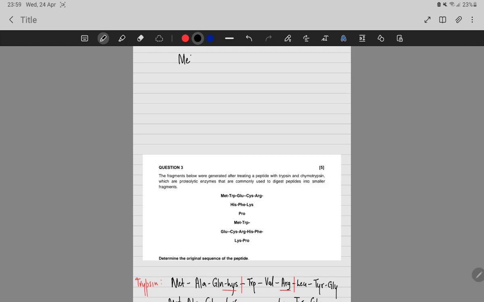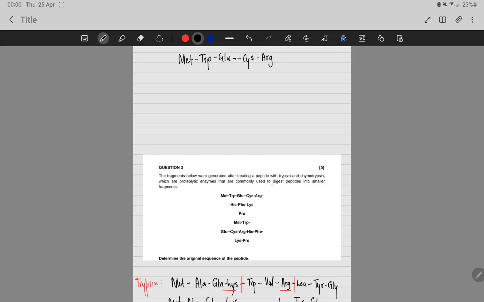So we are given methionine, tryptophan, glutamic acid, and then cysteine, arginine. Okay, let's start with this first fragment right here. So we said that chymotrypsin is going to cleave your carboxy terminal of your aromatic compounds, and then trypsin, it is going to cleave lysine as well as arginine. So you can see that to the right of this arginine, you have a bond there, right?